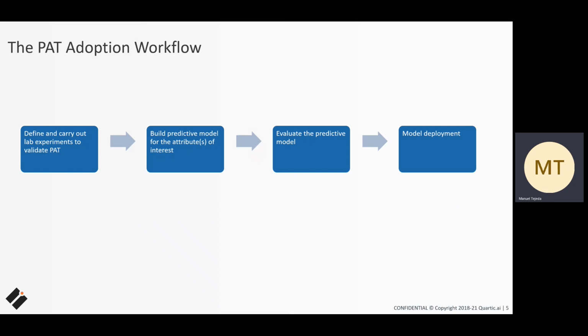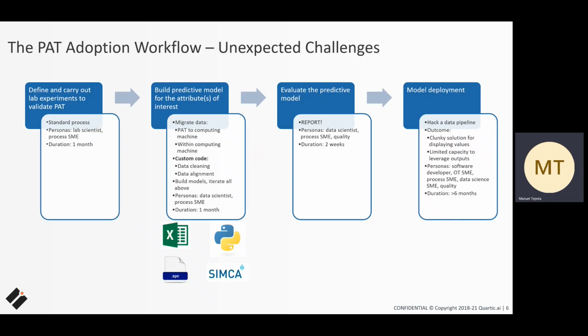We then build predictive models for the attributes of interest. So, are we trying with the Raman spectra? Are we trying to predict glucose titer, and so on? We evaluate that predictive model, and then we deploy that model to give us insights in real time as we're manufacturing. So as with the promise of PAT, this PAT adoption workflow gets a little bit more complicated as you peel back the layers. So let's take a look at what happens.